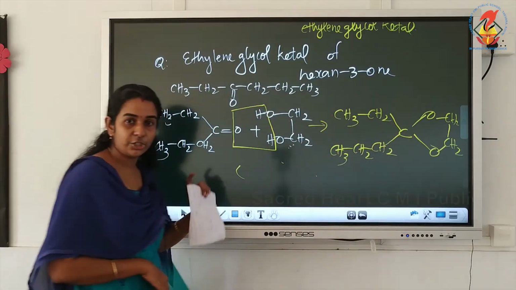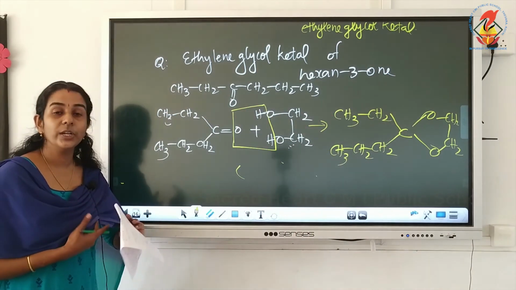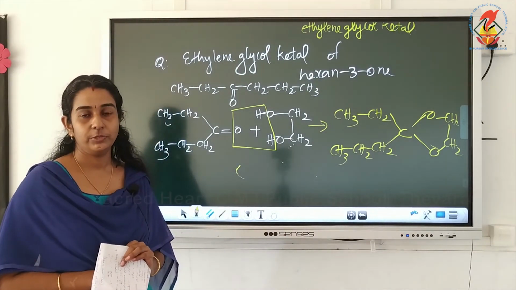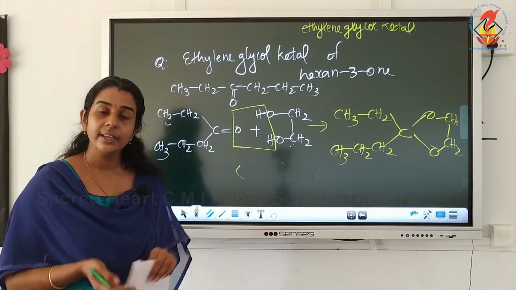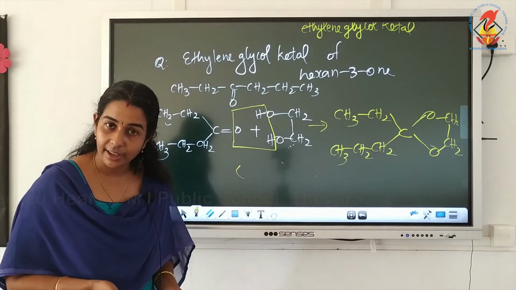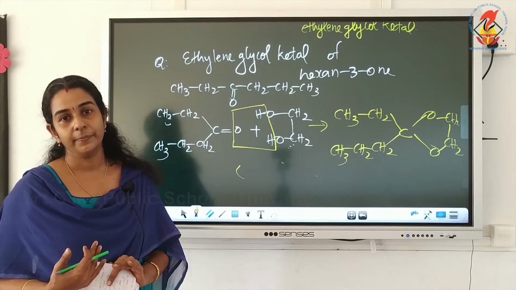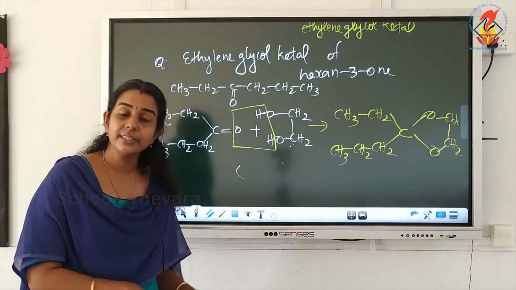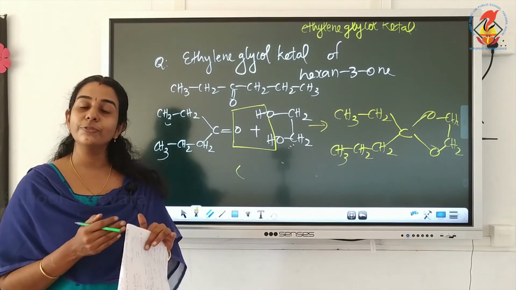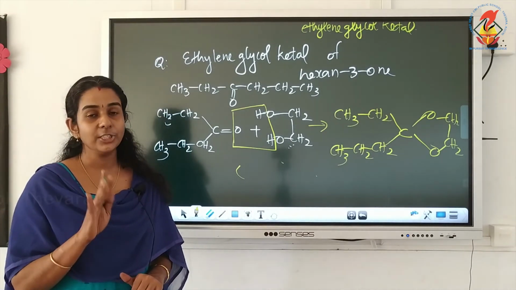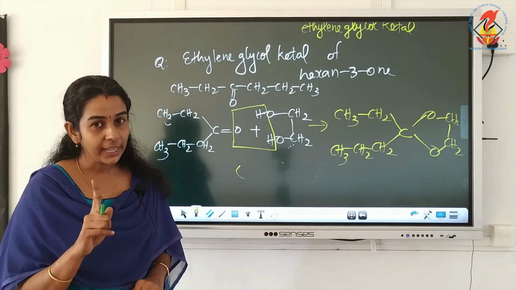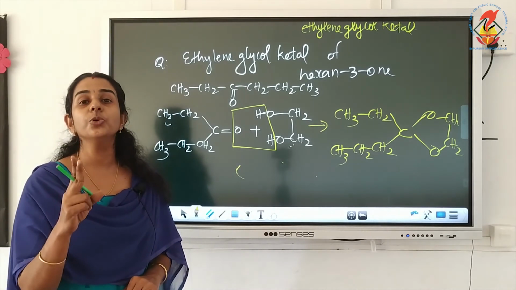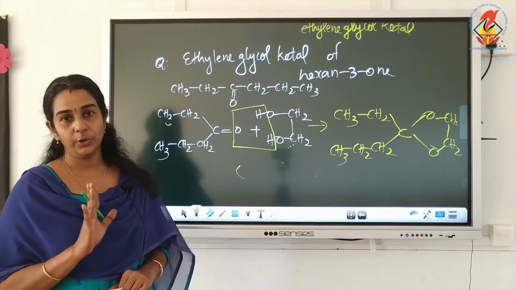So this is the structure of ethylene glycol ketal of hexane-3-one. So when you get a question, check whether it is an acetal or a ketal. Then if it is an acetal, check whether it is a hemiacetal or an acetal. Because if it is a hemiacetal, it has to react with only one alcohol, and if it is an acetal, it has to react with two molecules of alcohol.